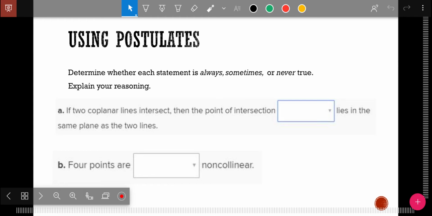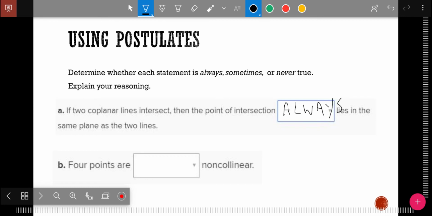And so if 2 coplanar lines intersect, then their point of intersection always, sometimes, or never lies in the same plane as the 2 lines. If 2 coplanar lines, so there are 2 lines in the same plane, and they cross, then that point, will it always, or sometimes, or never be in the same plane? And hopefully, I've explained that. Hopefully you've thought that and pictured that in your mind as we talked about it. If 2 lines cross in a plane, then the point where they cross will always be in the same plane.